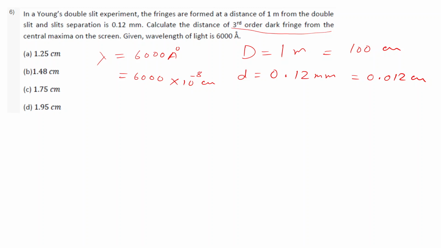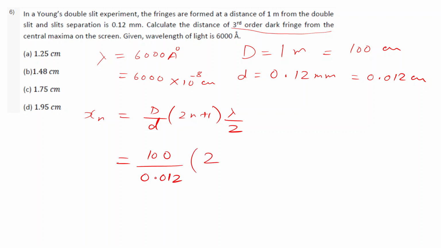Okay, now the position of third order dark fringe will be given by D by d times (2n plus 1), we know, an odd multiple of lambda by 2, right? Now putting the values here: 100, 0.012, we are talking about third fringe, so (2 times 3 plus 1) multiplied by lambda, which is 6000 times 10 to the power minus 8 centimeter, divided by 2. So keep in mind how we got this, this is the path difference.